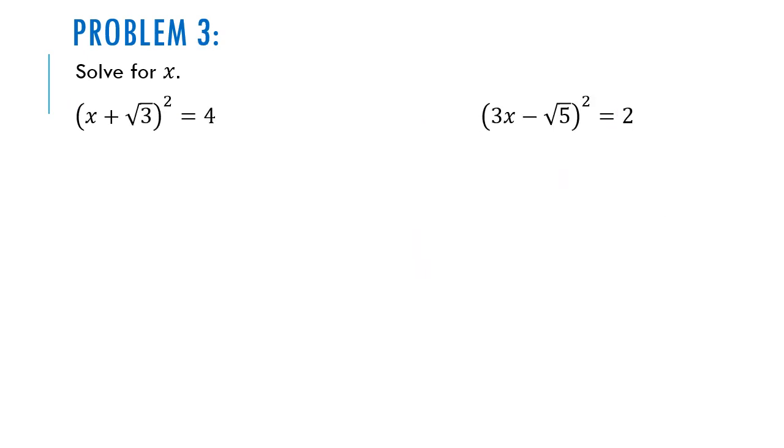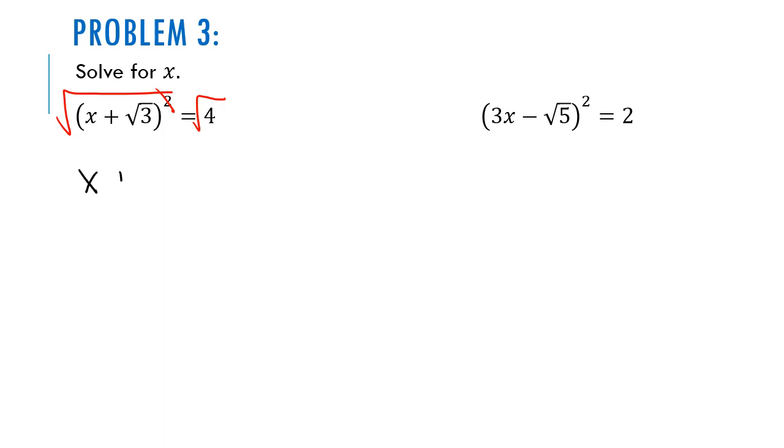All right, our last set of problems. They're very similar to the ones we kind of just did. Once again, we have x plus the square root of 3 inside parentheses with a square. We want to get rid of the square first. So we're going to square root both sides. The square and the square root will cancel out.